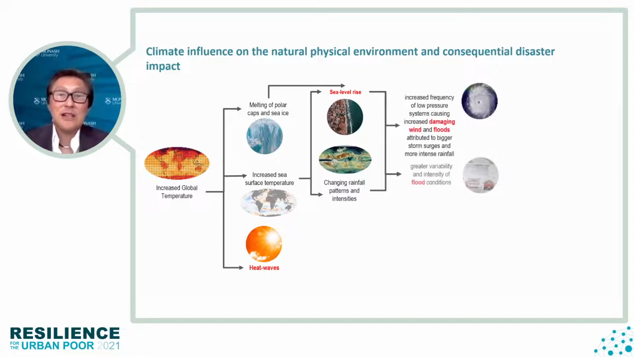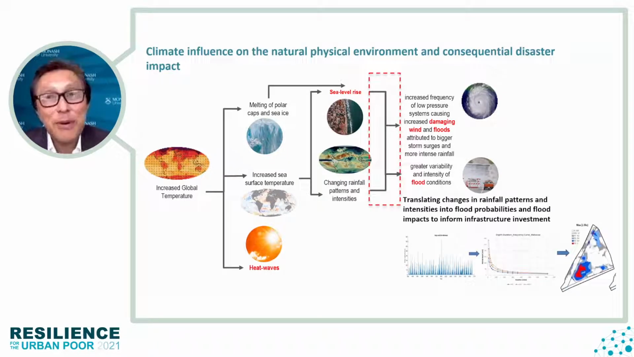The combination of sea level rise and changing rainfall patterns can also lead to changes in the frequency and the severity of cyclones, the frequency of damaging winds, and floods caused by storm surges. Changing rainfall patterns can also impact on a greater variability and intensity of flood conditions. Put simply, our community infrastructure is likely to be exposed to increased flooding that it will need to cope with.